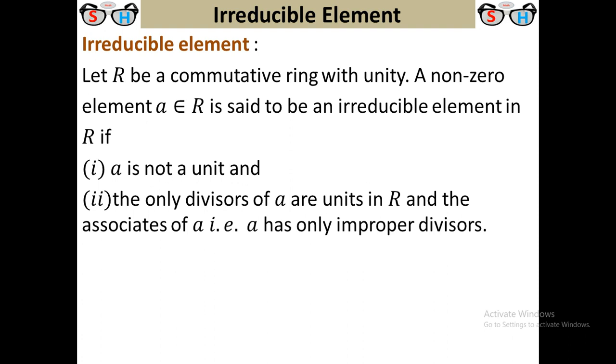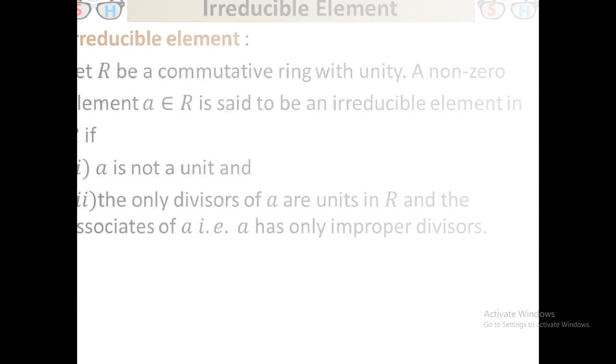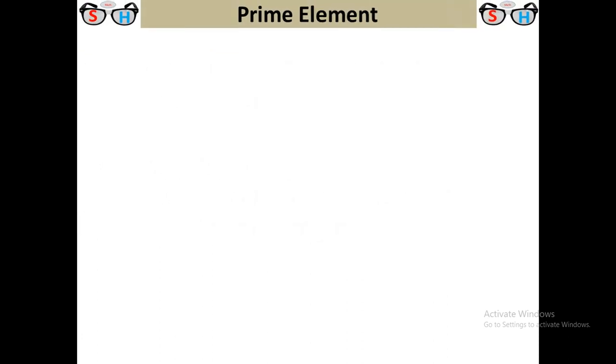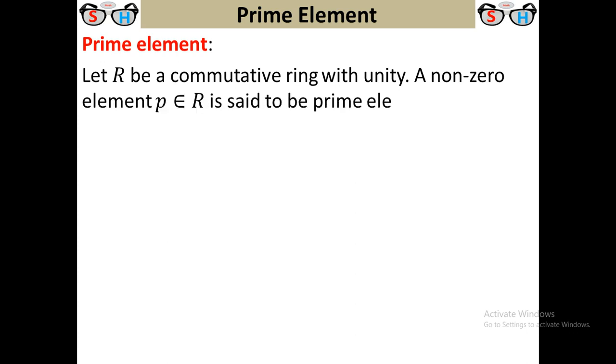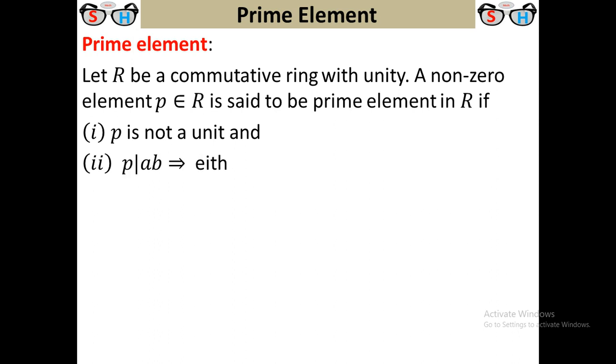Examples of irreducible elements and prime elements are also given in the previous video. You can see that video. Now I remind you of the definition of prime element. Let R be a commutative ring with unity. A non-zero element P in R is said to be a prime element if the first condition is the same as for irreducible element, that is, P is not a unit, and the second condition is if P divides AB, then either P divides A or P divides B, where A and B are two elements in R.